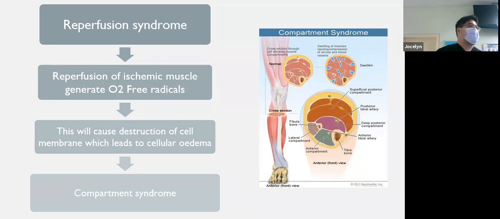Ischemic muscle will generate oxygen free radicals. This will cause the destruction of the cell membrane, which leads to cellular edema. Subsequently, it can go to compartment syndrome. Why can you get compartment syndrome? Because you have to remember, we have our muscle, and our muscle is covered by fascia, and fascia is not elastic. So that's why you can get compartment syndrome, which I will talk about again after this.